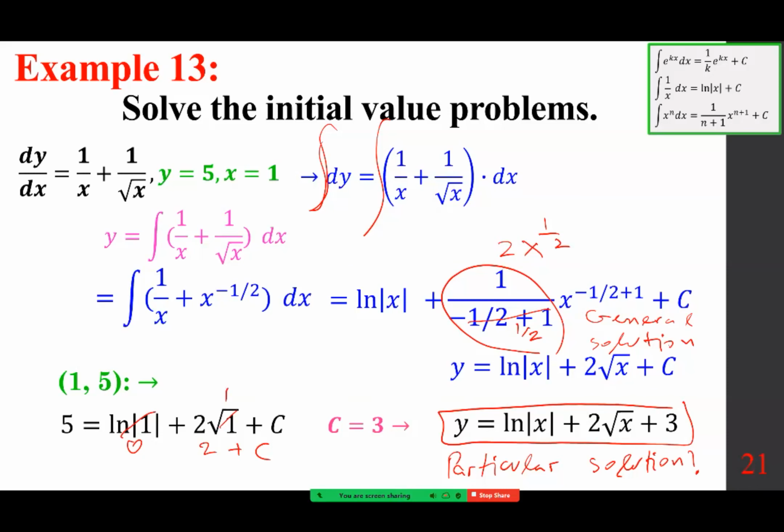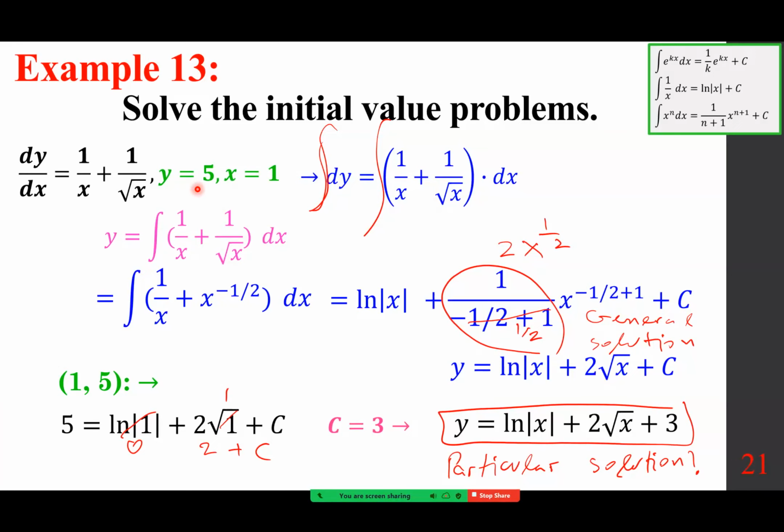All right, so the concept of an initial value problem, to recap that, is the same as before. We solve it with a constant, and then we use the pair to get rid of the constant. It becomes an initial value problem. So the fact of the matter is, when one pair is given, you can find the missing C.